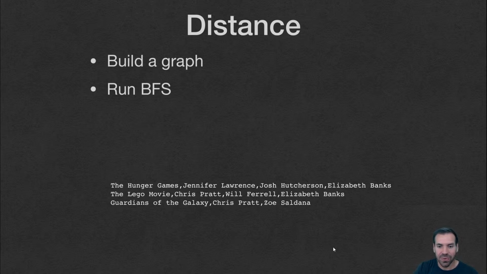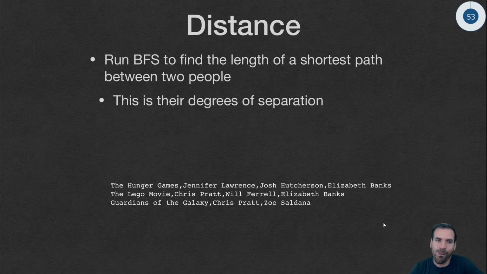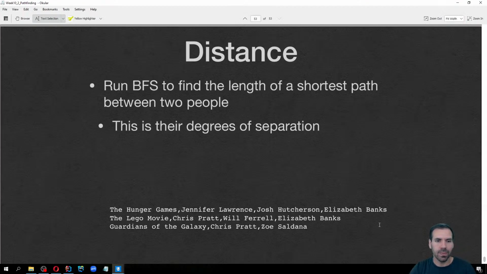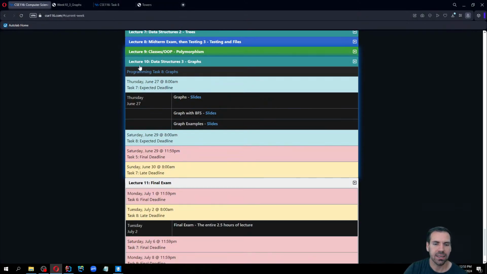I don't know if that's their actual degrees of separation. They might have been in movies together, but if these are the only 3 movies that exist in the world, and these are the only actors in those movies, then their degrees of separation would be 3. So you build the graph based on the movie data, run breadth first search the way we explained for most of today's lecture, and that's your degrees of separation. And that's how to do task 8.